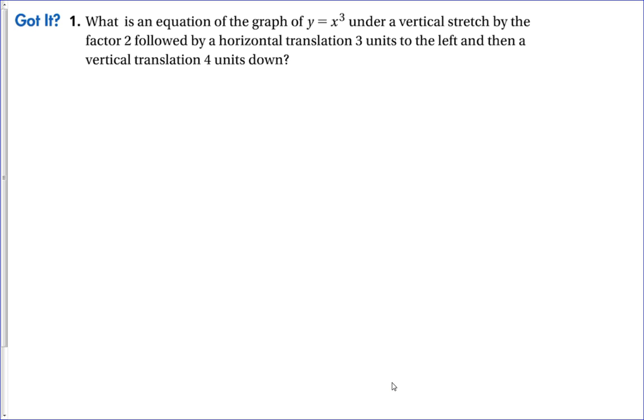So let's see how well you can remember translations. What is an equation of the graph of y equals x cubed under a vertical stretch by the factor 2, followed by a translation 3 units to the left, and then a vertical translation 4 units down? So tackle this one part at a time. Pause the video and see if you can get this one right.